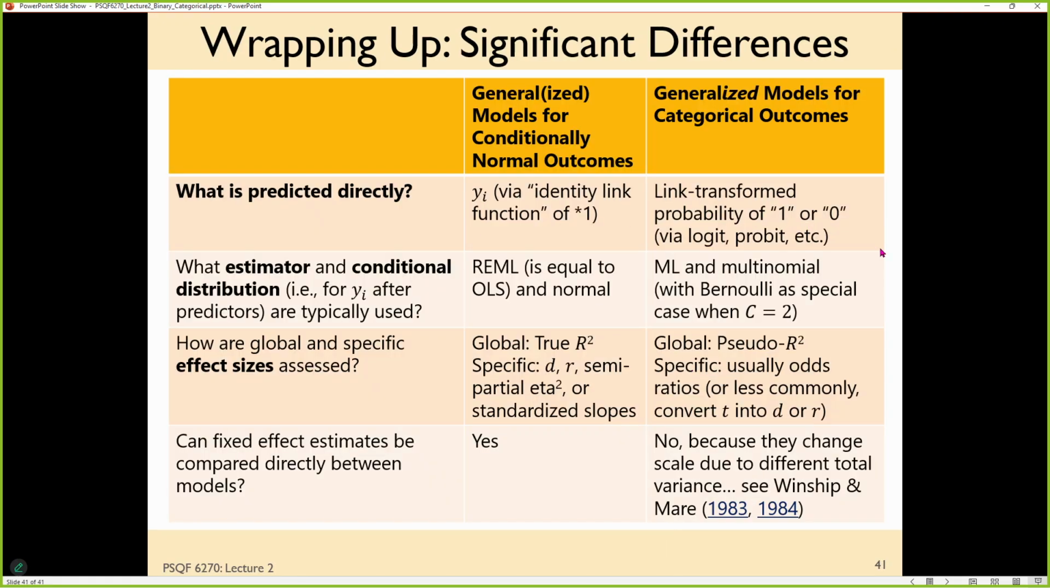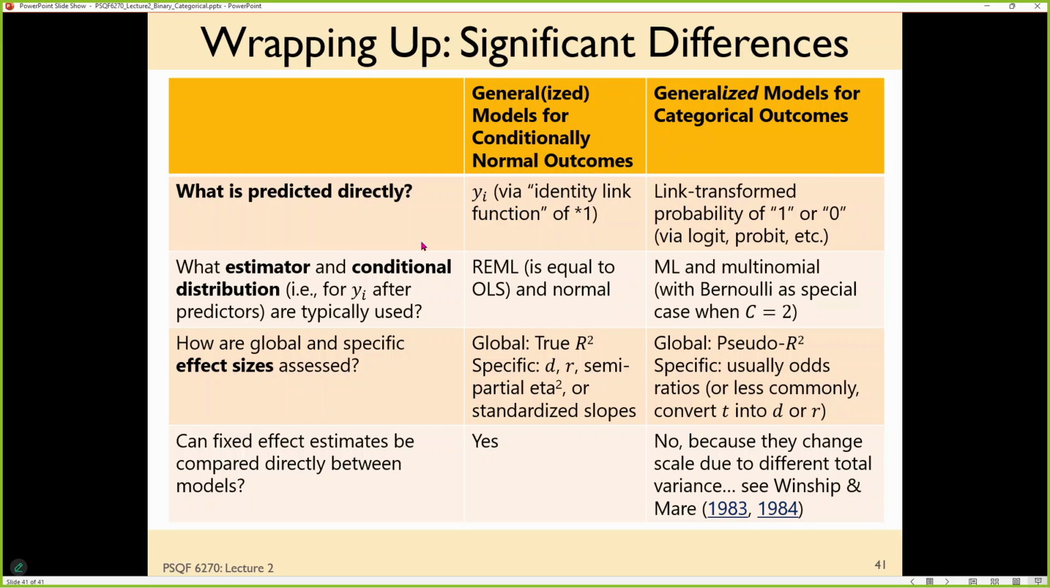Okay, wrapping up then. This was our first generalized unit. The next one's going to be a little easier, I promise. I know, this is the worst one. Get it over with. So comparing generalized models for conditionally normal outcomes, like the world of general linear models, versus where we are now.